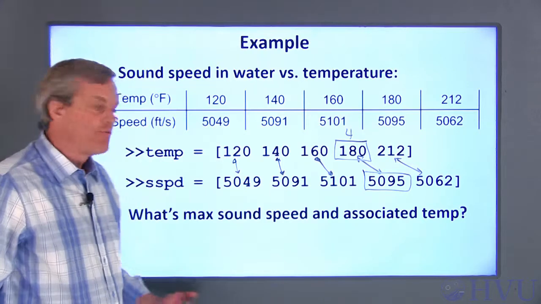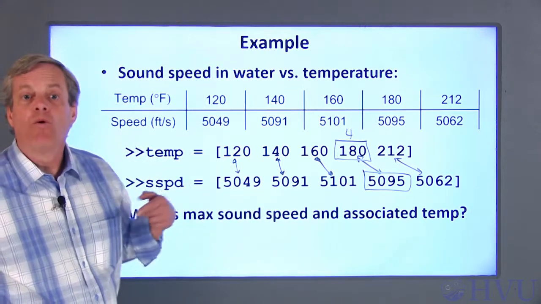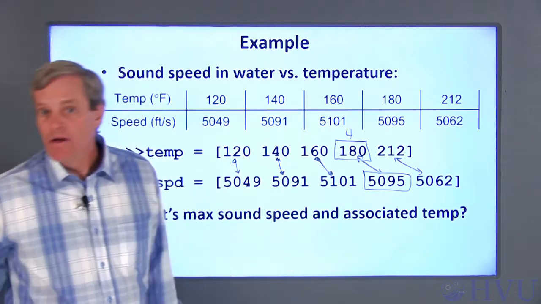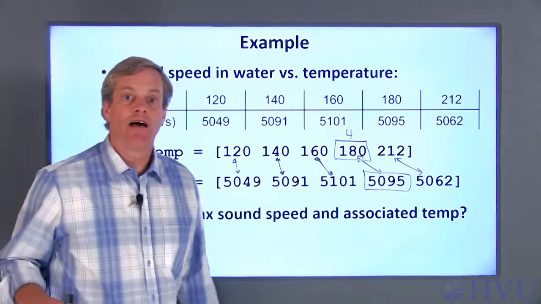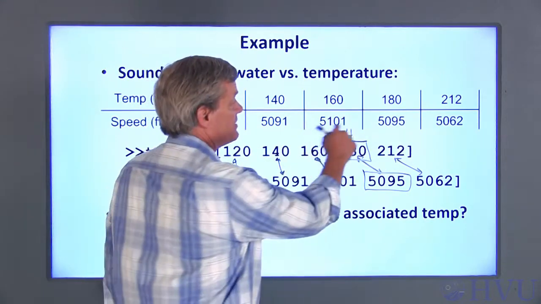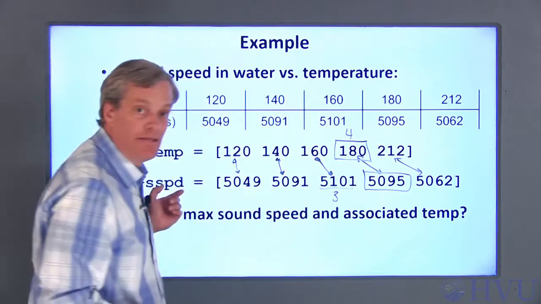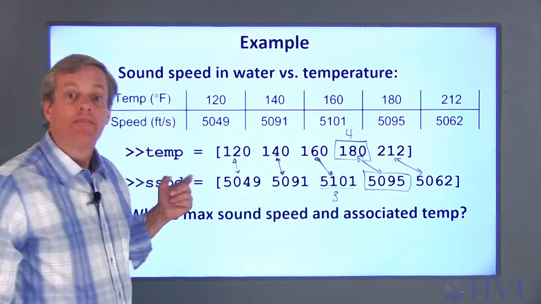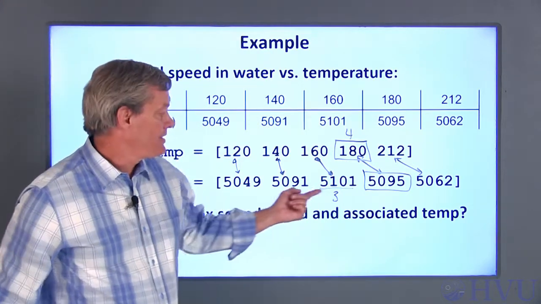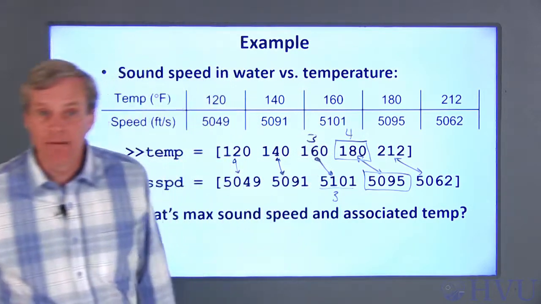Next, what I'd like to do is find the temperature which gives the maximum sound speed and what sound speed that is. The maximum sound speed can be found just by looking at all the sound speed numbers and picking the largest. It's 5101, which is the third element in the SSPD array. The temperature corresponding to this sound speed is the third element in the temp array.